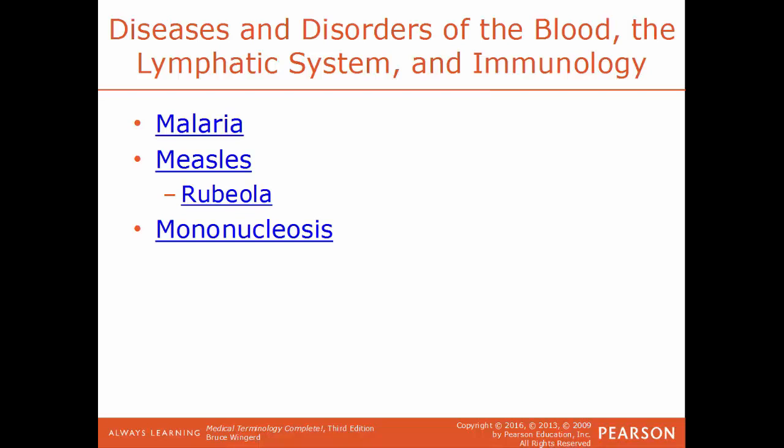And the last disease on here, mononucleosis. This is a viral disease that is most commonly known by the phrase the kissing disease, and it's called that because the virus that causes this can be passed from person to person through saliva. What's happening here is there's an abnormally high proportion of monocytes in the blood. And monocytes are a certain type of white blood cell.